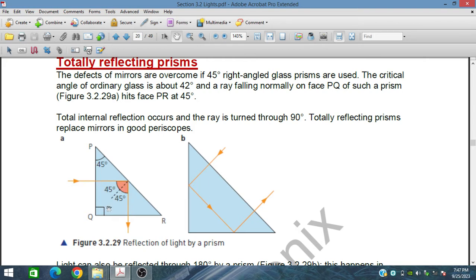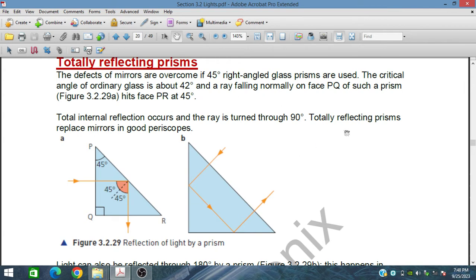of such a prism hits surface PR at 45 degree, at this angle. This is the normal, so this is 45 degree, so it will be totally internally reflected because the angle of incidence is more than the critical angle of 42 degree. So this 45 degree is more than 42 degree, so no refraction will occur, but total internal reflection occurs, and the ray is turned through 90 degrees. So this 45 degree is the incident angle, and the reflection will be 45 degree, like this.